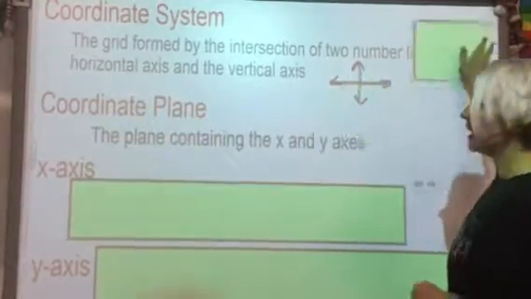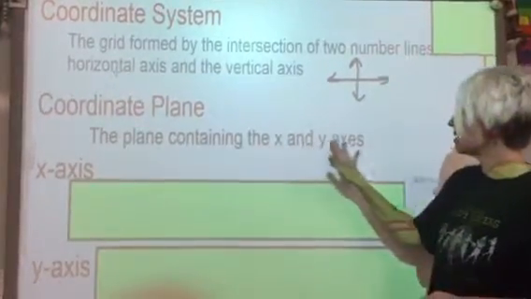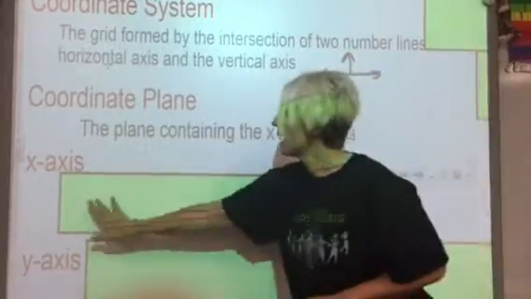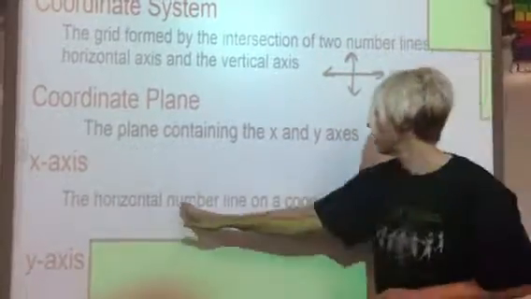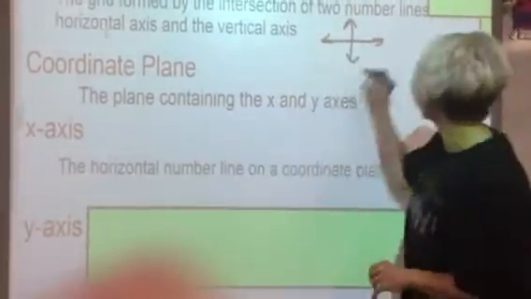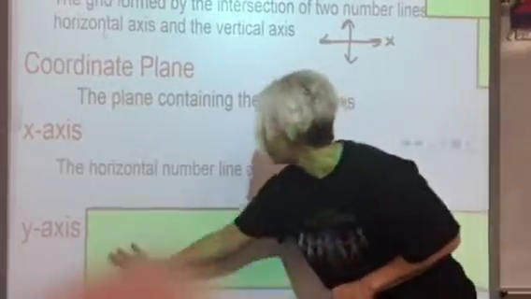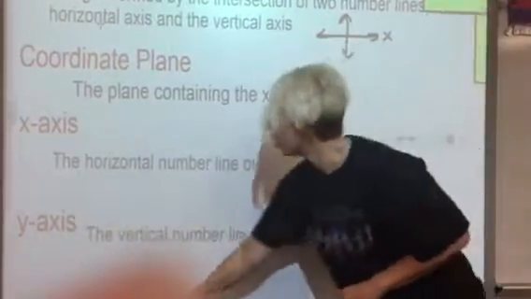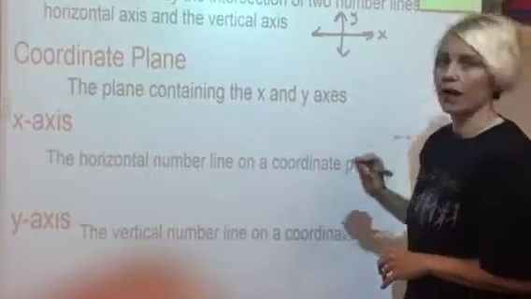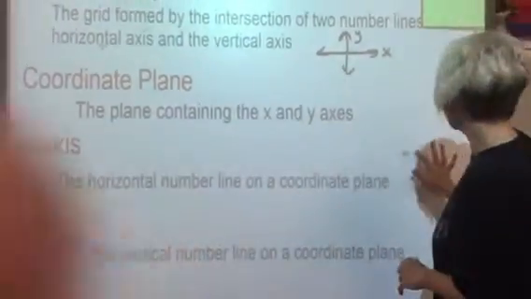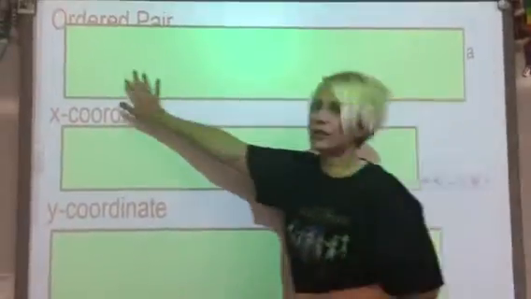The coordinate plane is the plane containing the x and y axes. The x-axis is the horizontal number line on a coordinate plane, so this is your x. And the y-axis is the vertical number line on a coordinate plane, so this is your y. Just to give you a visual of that, I'll do that in just a moment.